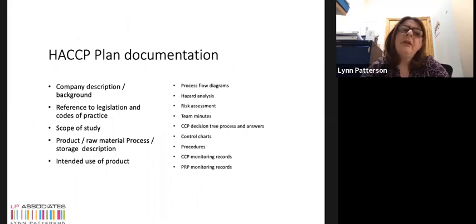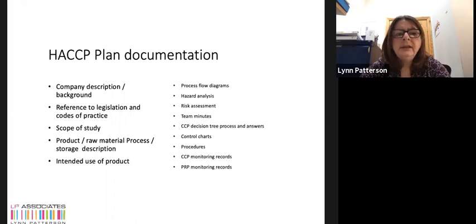So what we're pulling together is a HACCP plan, and a HACCP plan has a whole ream of documentation. You will have a little bit about your company, so a description of your company, a little bit of background, detailing what you do, where you're based, a little bit about your facility. You will refer to the appropriate legislation and any codes of practice and guidelines that you follow. So you may be following some customer requirements, you may be following some third-party standards such as SALSA, BRC, and what pieces of legislation you're working to.